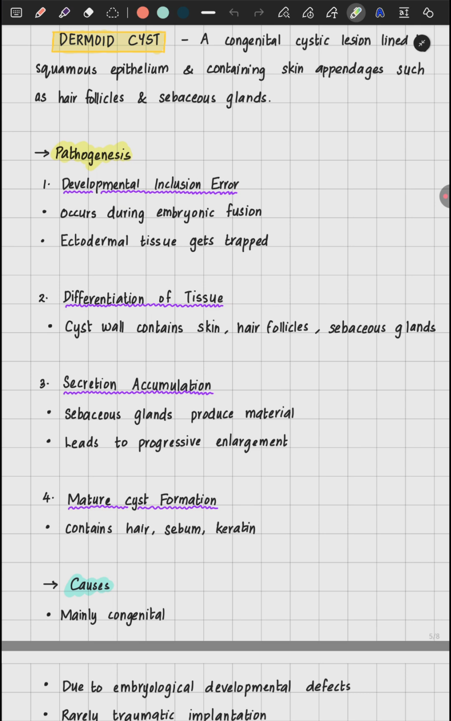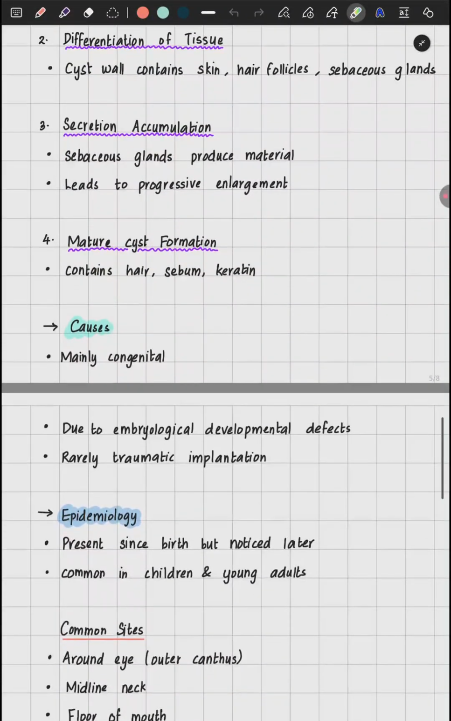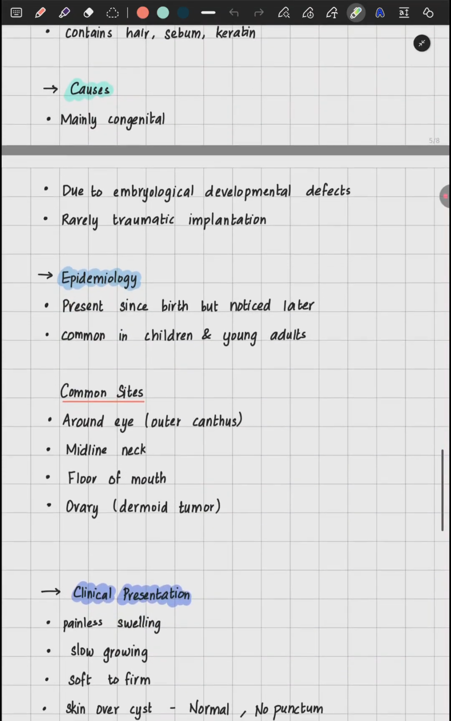That is why dermoid cysts are commonly found in specific locations such as near the outer corner of the eye, in the midline of the neck, or in the floor of the mouth. These cysts are usually present from birth, but they may not be noticed until later as they slowly increase in size, and they are commonly seen in children and young adults.